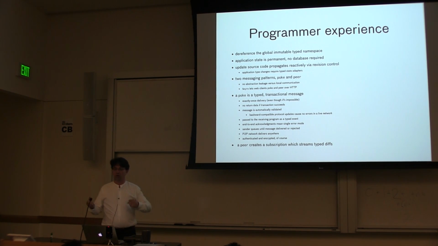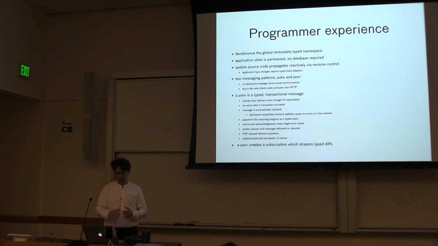So you get a source code update for the thing you're running, and you need to change out the code. Gee, the type of my data changed, so I need a type adapter in there to make that work. That all works great. It's a very different experience from updates or upgrades in a lot of systems. When you get to messaging patterns, you've got a poke, which is essentially an RPC without a return, and you've got a subscription model.